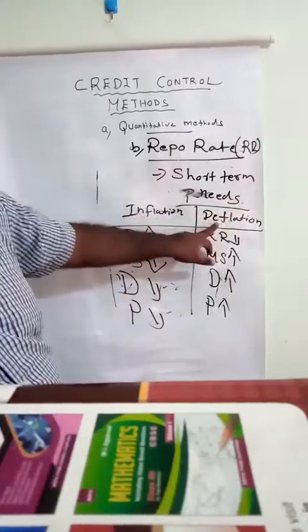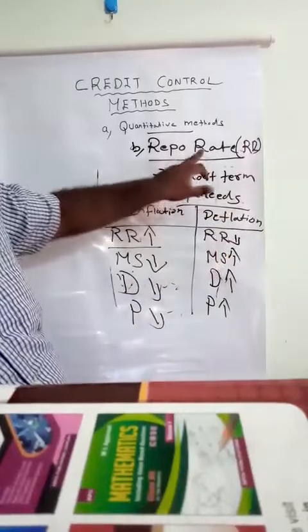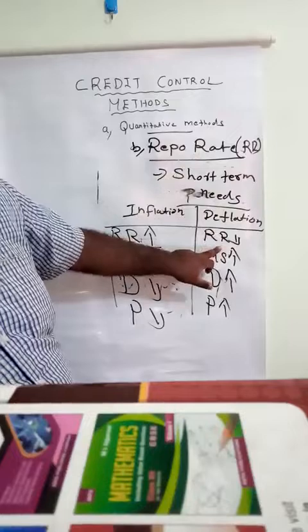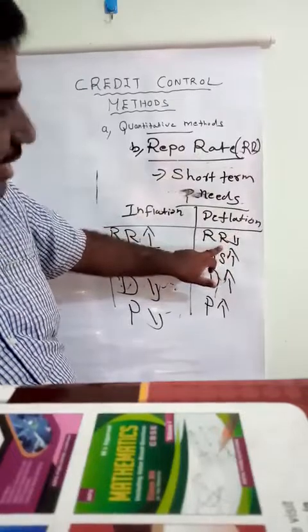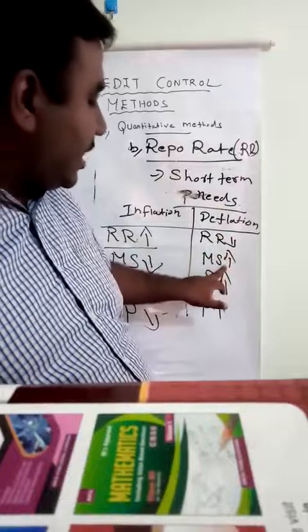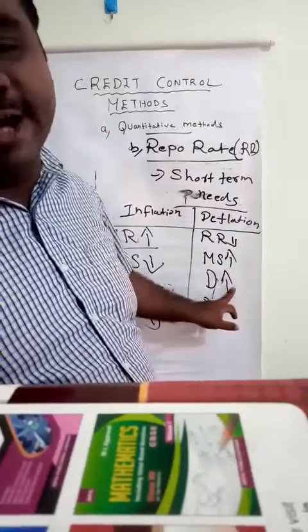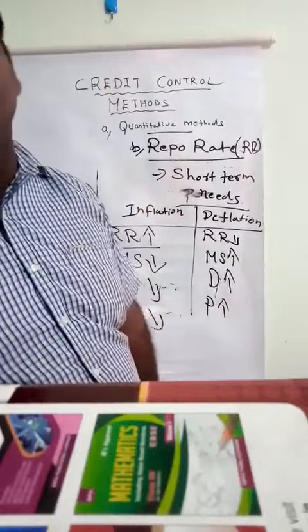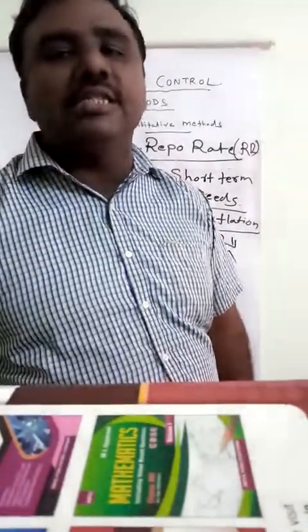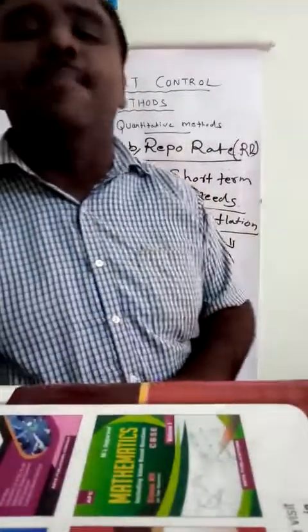But what will happen at the time of deflation? At the time of deflation, the government or the central bank decreases the repo rate. When the central bank decreases the repo rate, it will increase the money supply in the economy. When the money supply increases, the demand in the economy will increase. When the demand increases, the price will also increase. Therefore the deflation situation will go. So this is all about repo rate and bank rate.